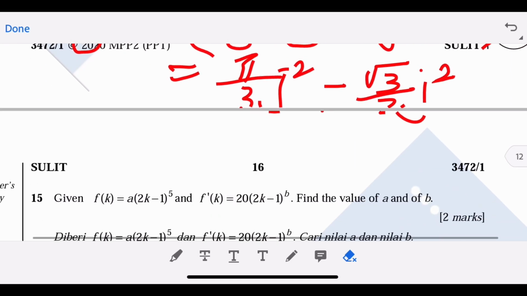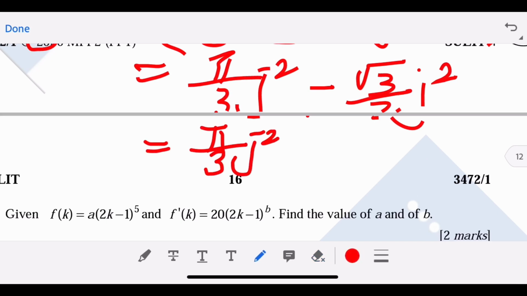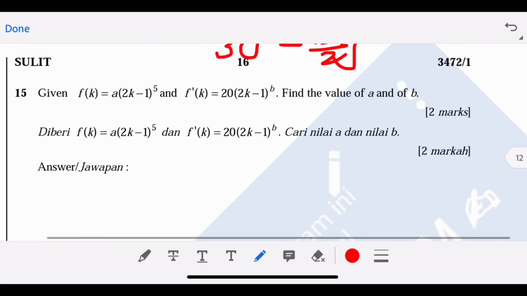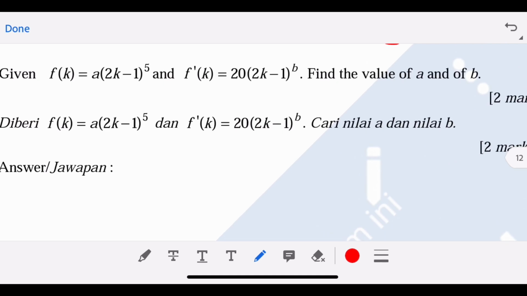Okay, j with a pi over 3j squared minus square root 3 over 2j squared, or you can write as pi over 3j squared minus square root 3 over 2j squared with the simplification by use of calculator. So you can write your answer in terms of how many j squared, right?